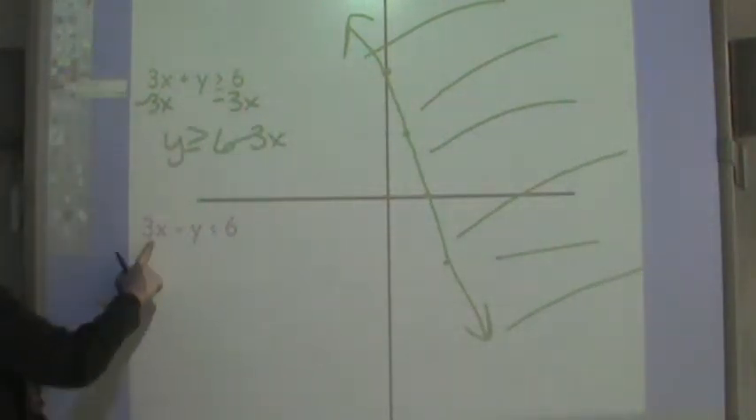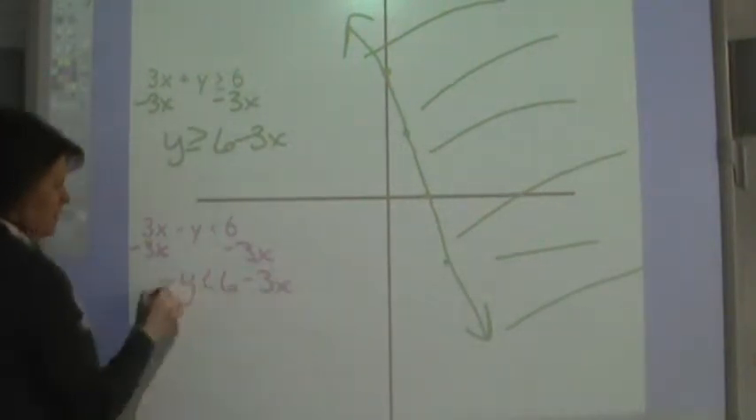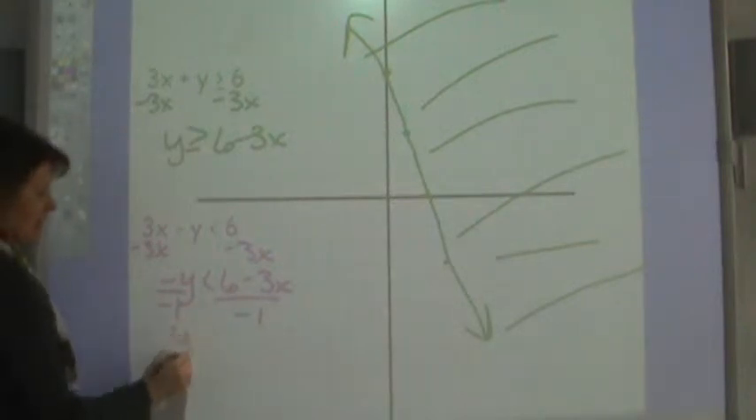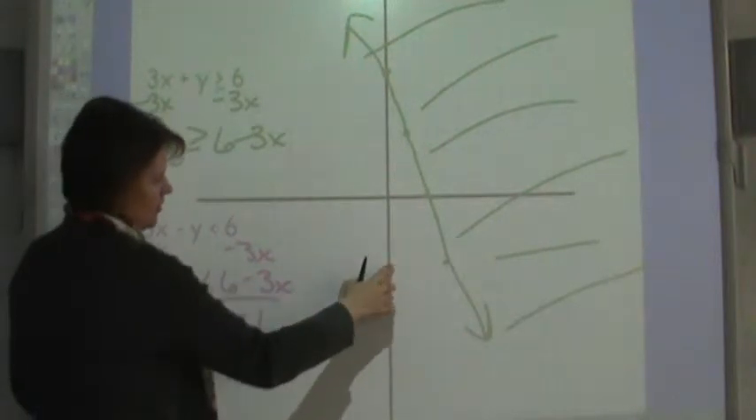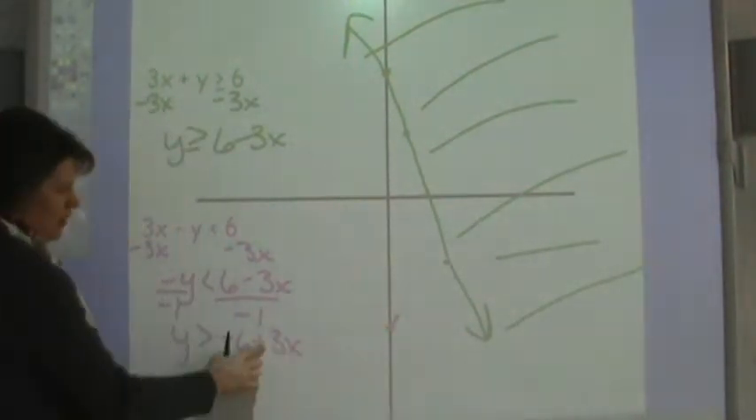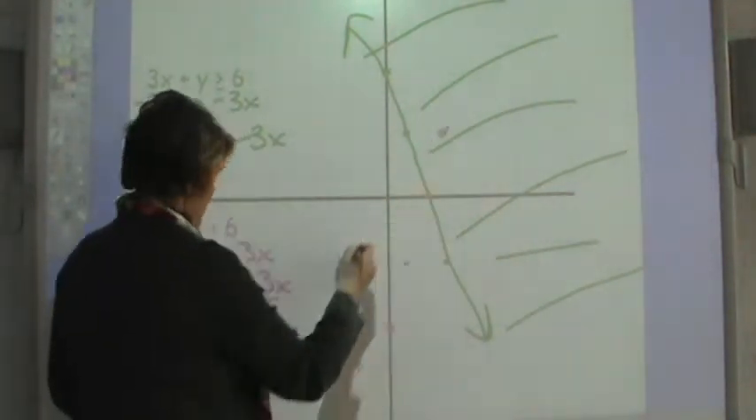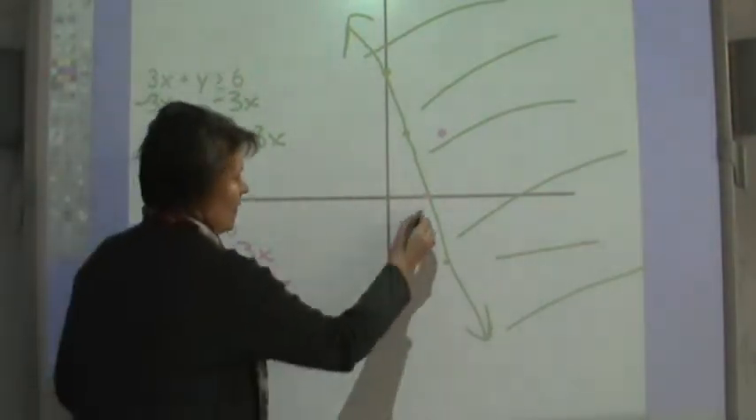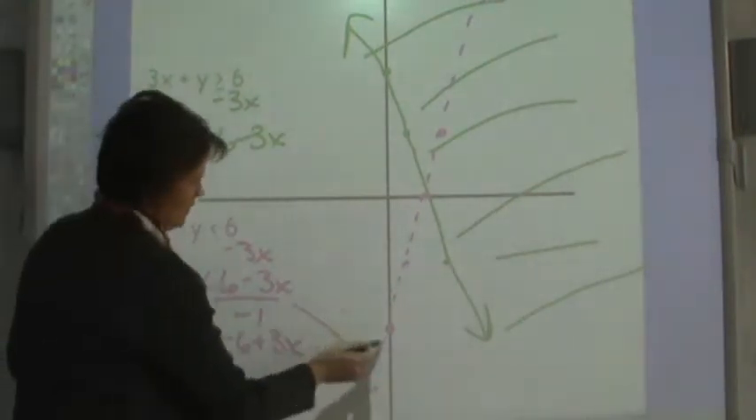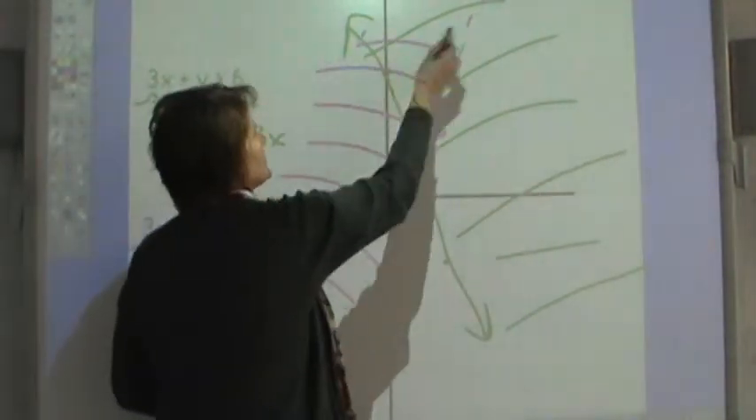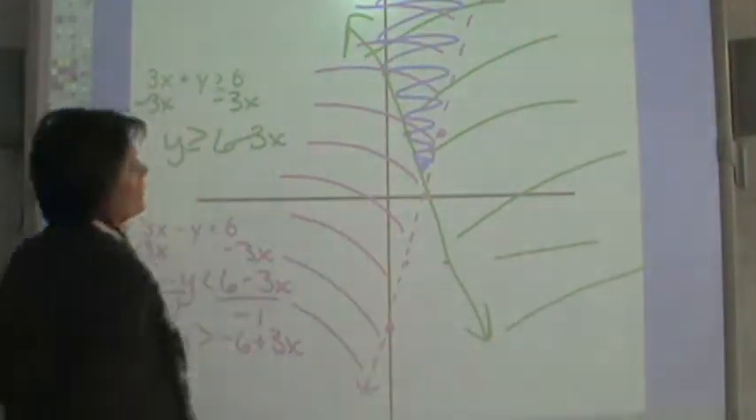And my other one, let's see, so I subtract 3x, divide everything by -1. Because I divided by a negative, I got to flip my sign. So it starts at -6. And I'm going to go up 3/1. And this one would be dashed. Okay. And we want everything above the line. So that's everything on that side of the pink line. And our double shaded region right in there.